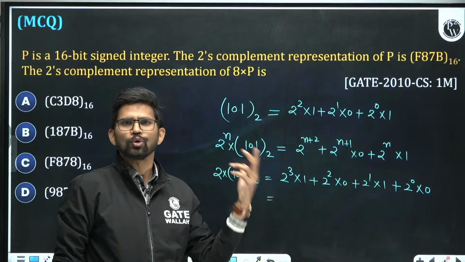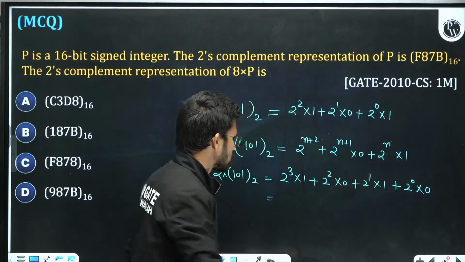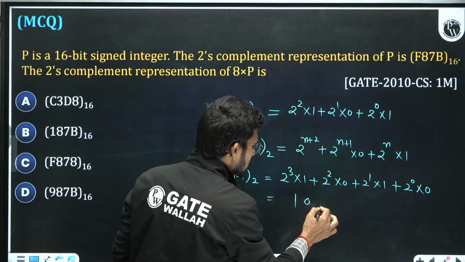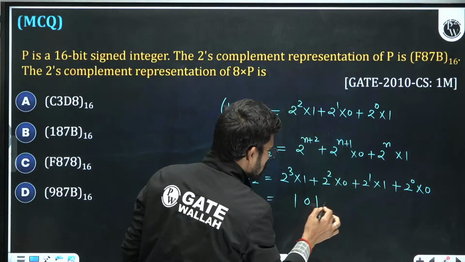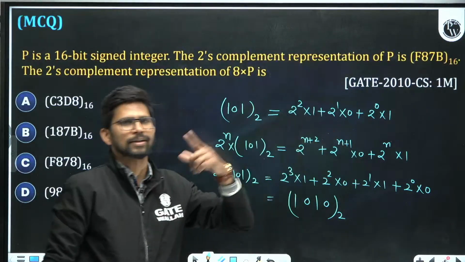in binary to decimal conversion the weights are 2 to the power 3, then 2 to the power 2, then 2 to the power 1, then 2 to the power 0. So the digits are 1, 0, 1, 0. This is basically this number. If you expand this number, you will get this.